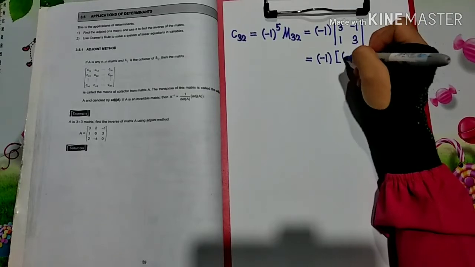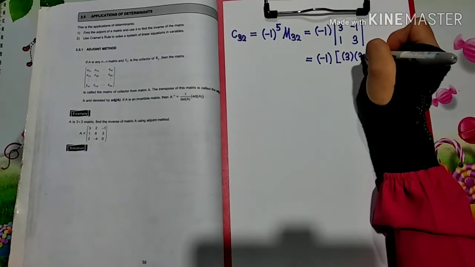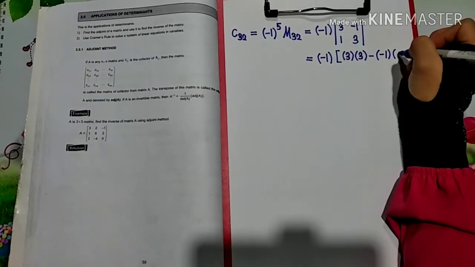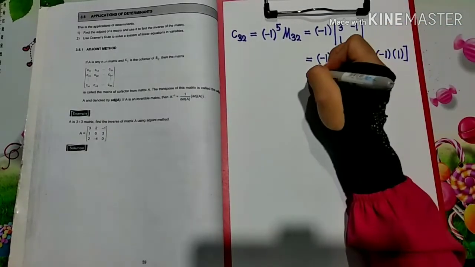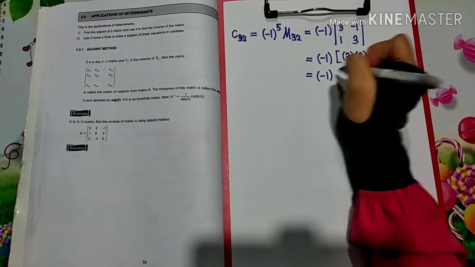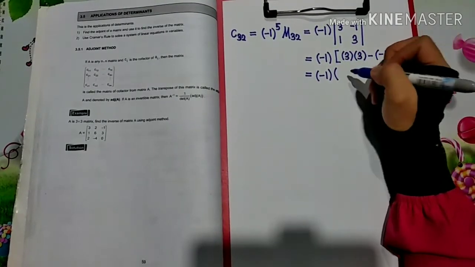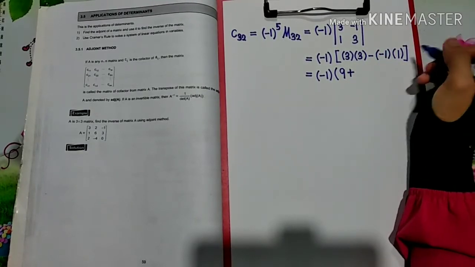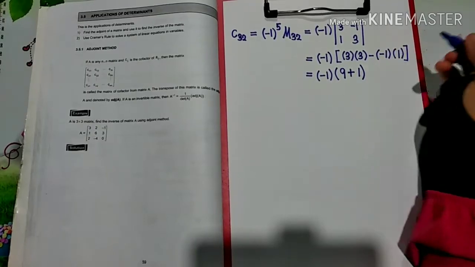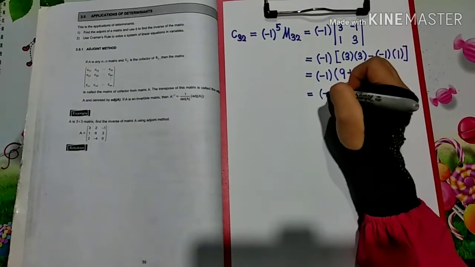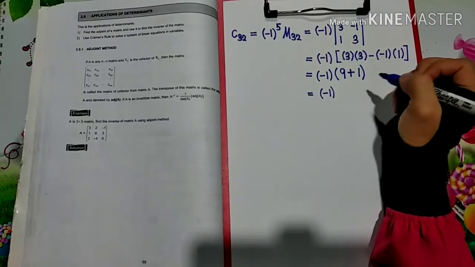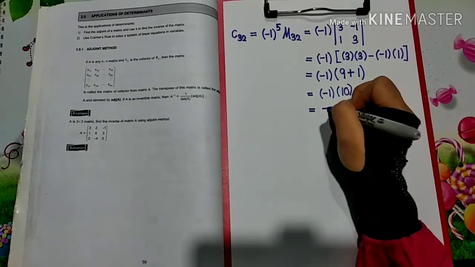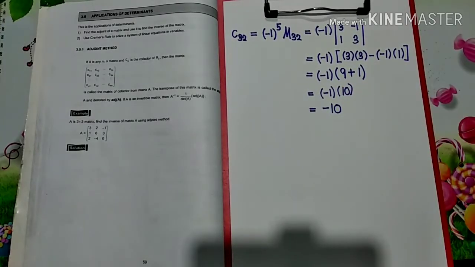So 3 multiply with 3 minus negative 1 multiply with 1. So negative 1, 3 multiply with 3 equal to 9, minus minus will be positive. 1 multiply with 1 equal to 1. So negative 1, 9 plus 1 equal to 10. So negative 1 multiply with 10, you will get here negative 10.